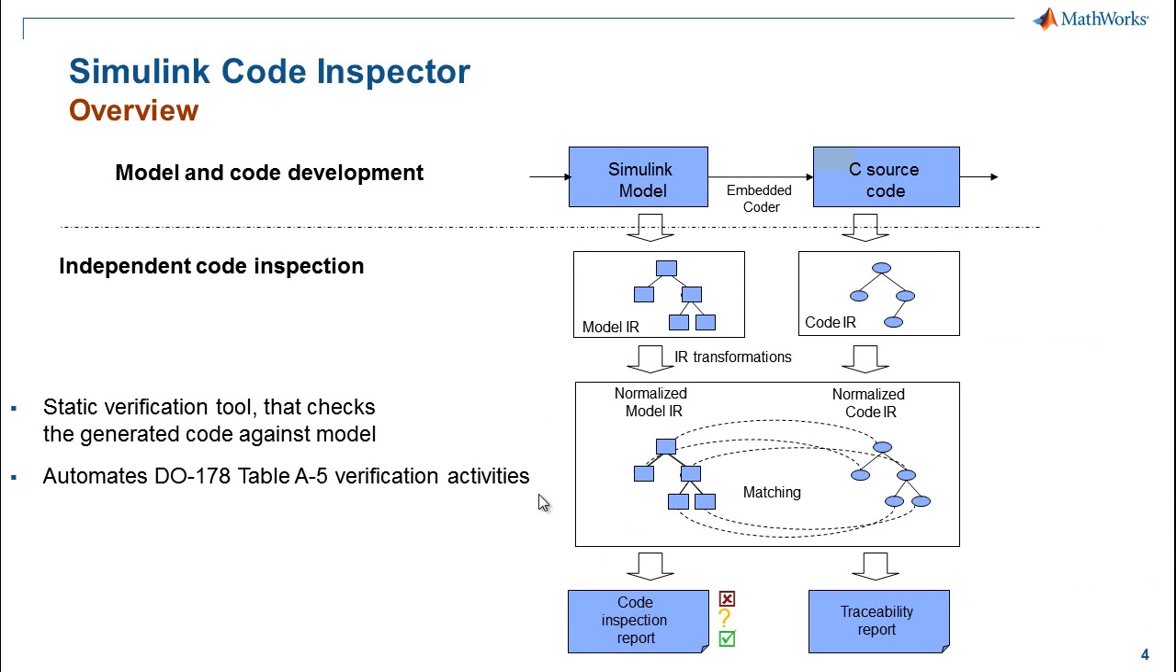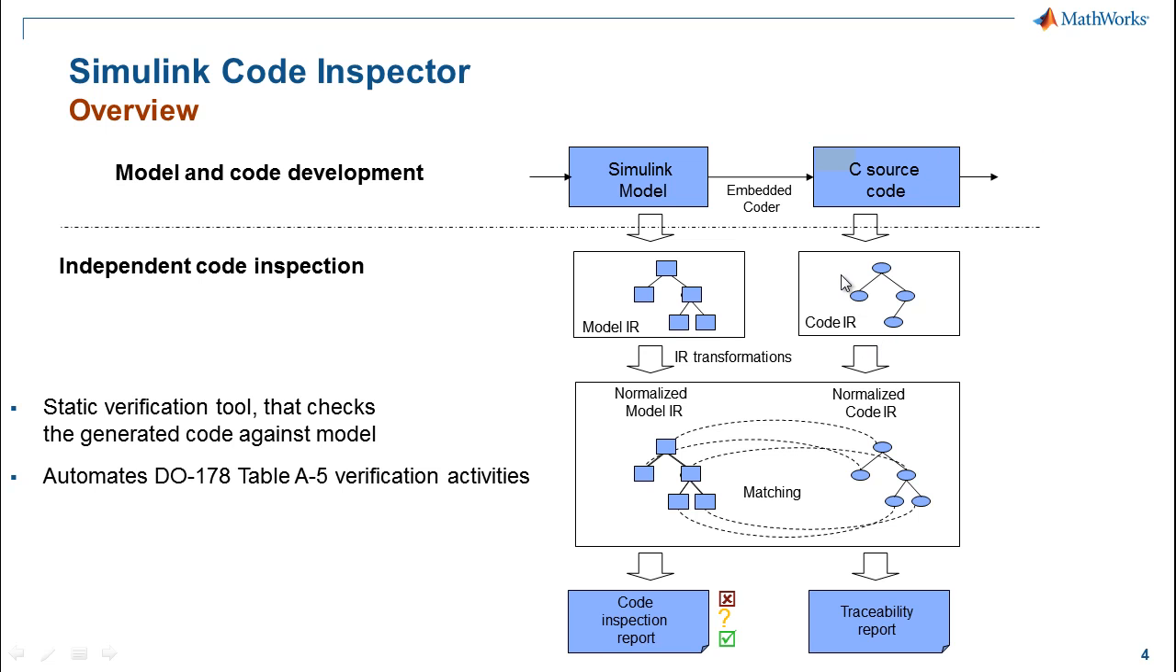The way it does that is it looks at your Simulink model, and then it looks at the C source code, which is generated by Embedded Coder, but it takes those as two independent elements. There's the Simulink model and there's the C source code, and it comes up with an intermediate representation of both. It translates the Simulink model into an intermediate representation, and it translates the C source code, the .c and .h files, into an intermediate representation.